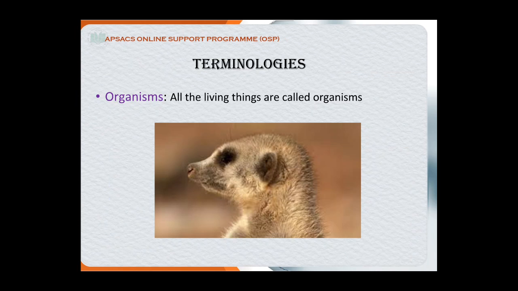Terminologies: some basic terminologies are organisms. What is the meaning of organisms? All the living things are called organisms, which means plants, animals, insects, birds, humans as well. When we talk about organisms, we mean all the living things.